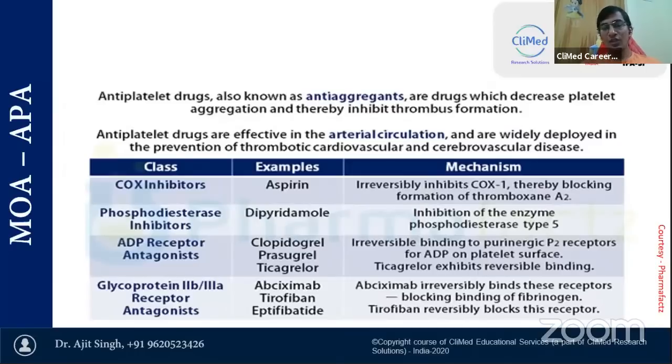Correct. So among Cox inhibitors, aspirin irreversibly inhibits cyclooxygenase 1. So what does irreversibly mean? I'll give you an example and explain why this is irreversible and reversible. Because among ADP antagonists, clopidogrel and prasugrel work irreversibly, and ticagrelor works reversibly.